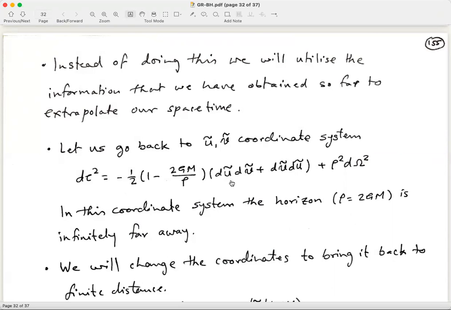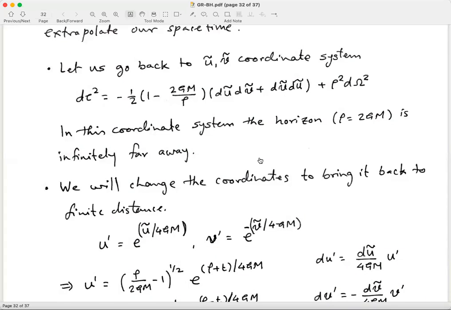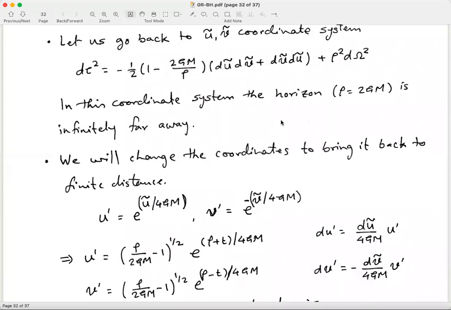And in this coordinate system, of course, rho equals 2GM is still infinitely far away, simply because this coefficient would just vanish. So what we can do is bring that quantity to a finite distance by doing an exponential map. Let's first define u prime to be e to the u tilde upon 4GM, and v prime is equal to e to the minus v tilde upon 4GM.